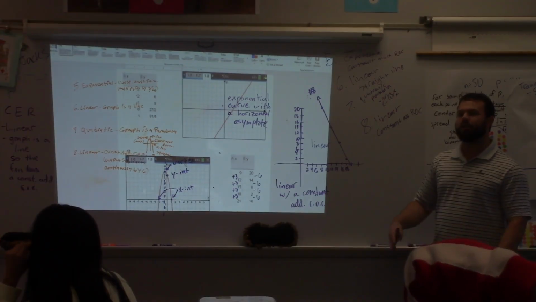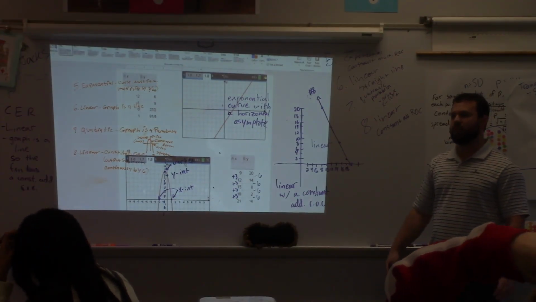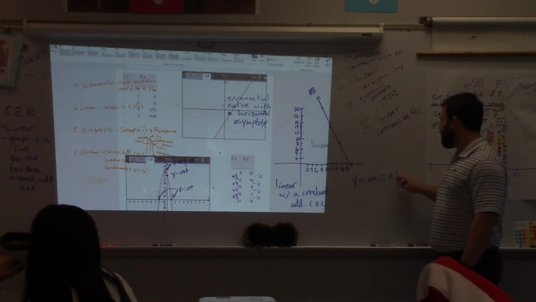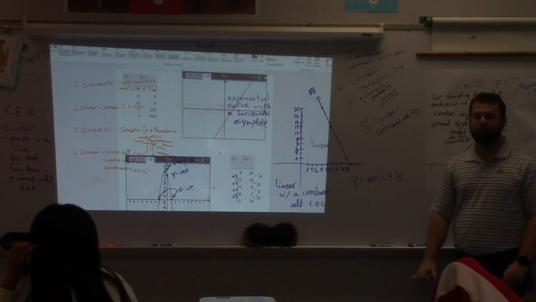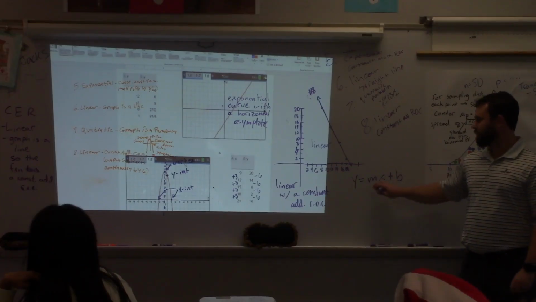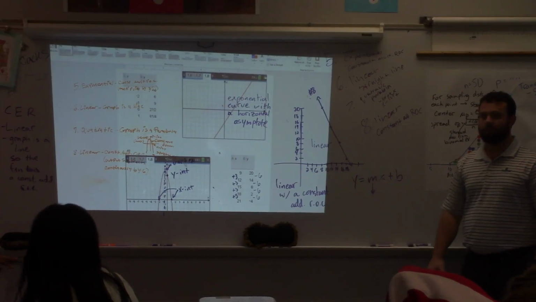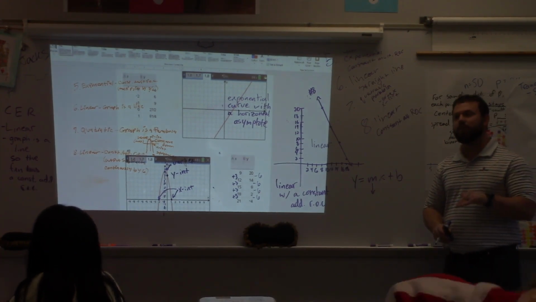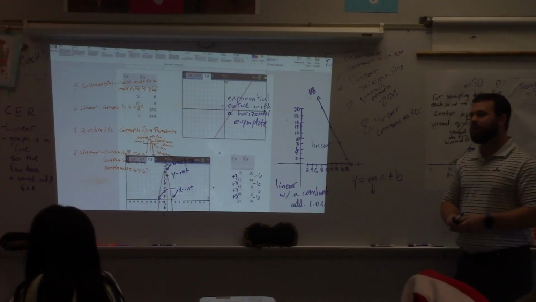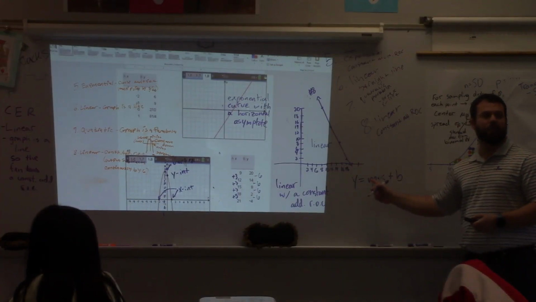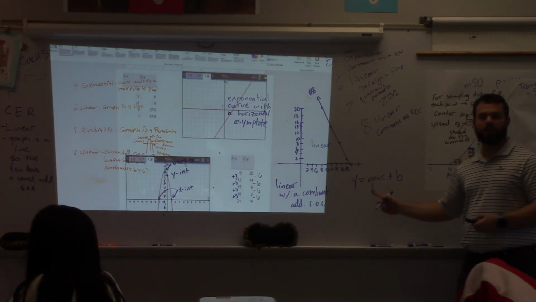Let me go back for a second. What's the equation for a line? The most common one that you want. y equals mx plus b. Where is the rate of change in that equation? The slope. I need y'all to remember, how do we show repeated addition? Through multiplication. The m is my slope, that's my constant additive rate of change.